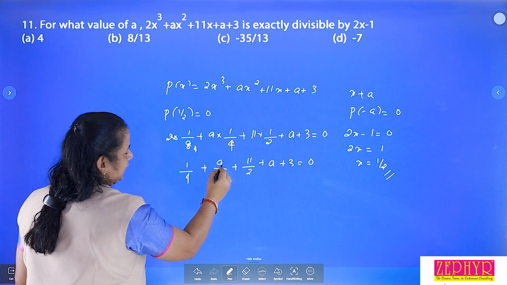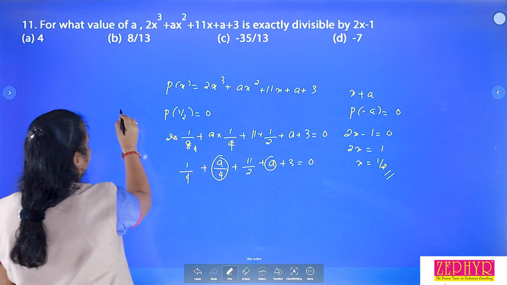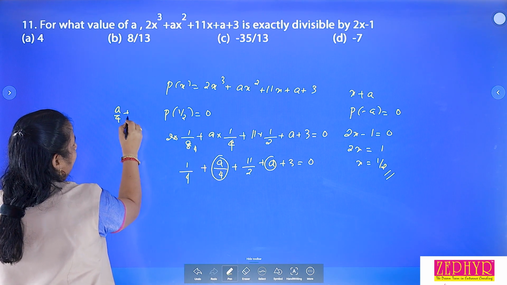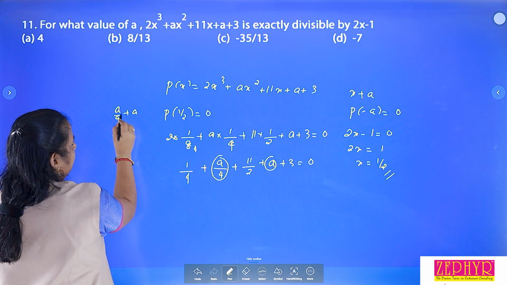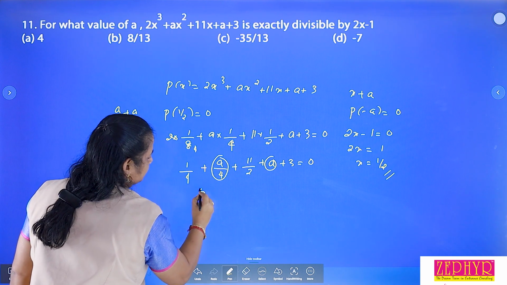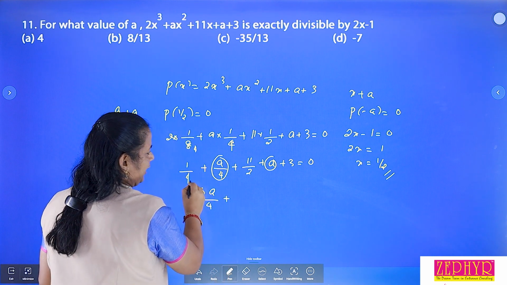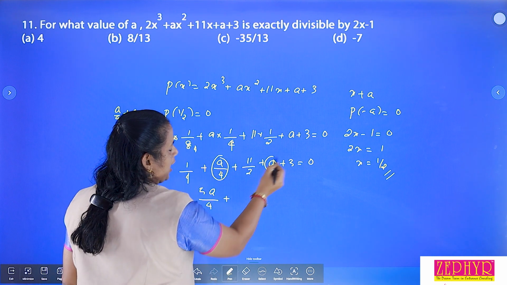Here are two terms containing a, that is a by 4 plus a. What is a by 4 plus a? a by 4 plus a is (a plus 4a) by 4. So it is 5a by 4, and the remaining terms are 1 by 4, 11 by 2 and 3.